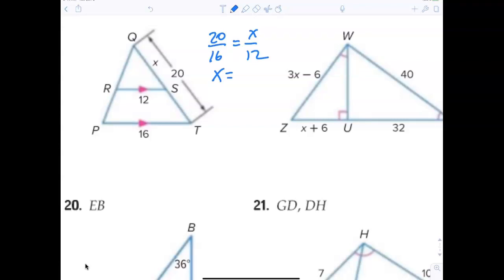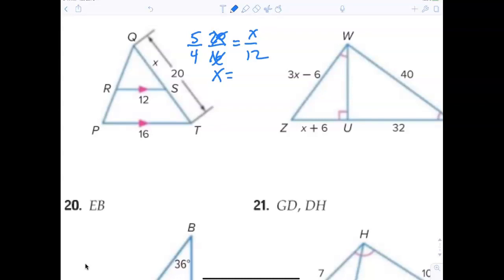Look, do you think I multiplied 20 times 12 and divided by 16? No chance that I do that. No, I didn't do that. I just said, 20 over 16 is the same as what? 5 over, right.